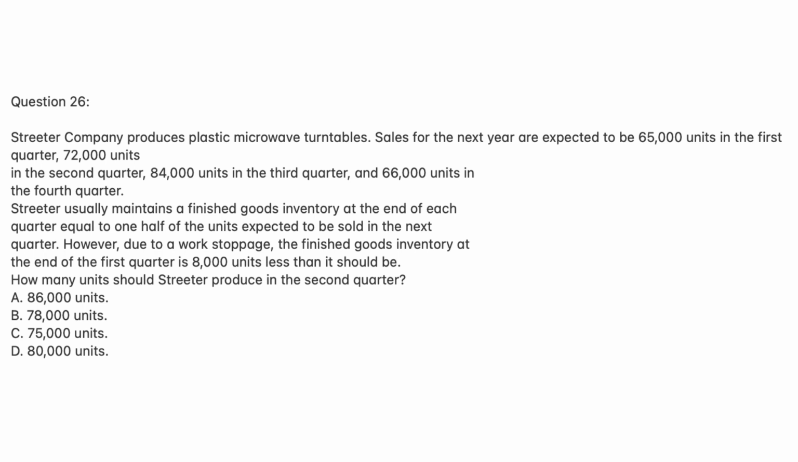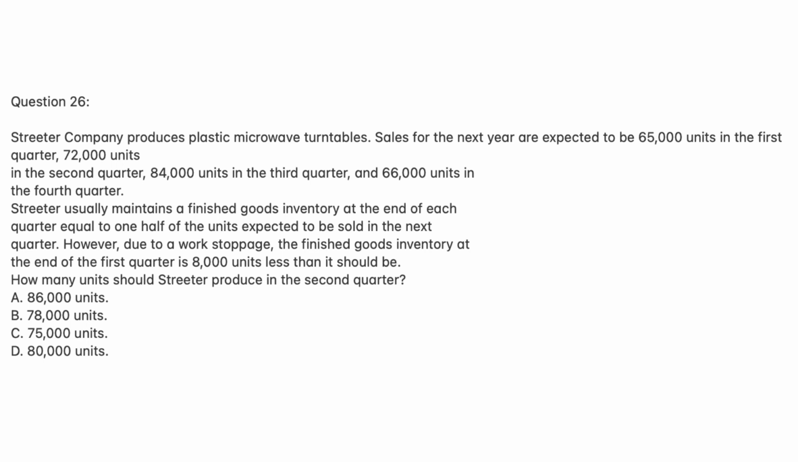Question 26. Streeter Company produces plastic microwave turntables. Sales for the next year are expected to be 65,000 units in the first quarter, 72,000 units in the second quarter, 84,000 units in the third quarter, and 66,000 units in the fourth quarter. Streeter usually maintains a finished goods inventory at the end of each quarter equal to 1/2 of the units expected to be sold in the next quarter. However, due to a work stoppage, the finished goods inventory at the end of the first quarter is 8,000 units less than it should be. How many units should Streeter produce in the second quarter?